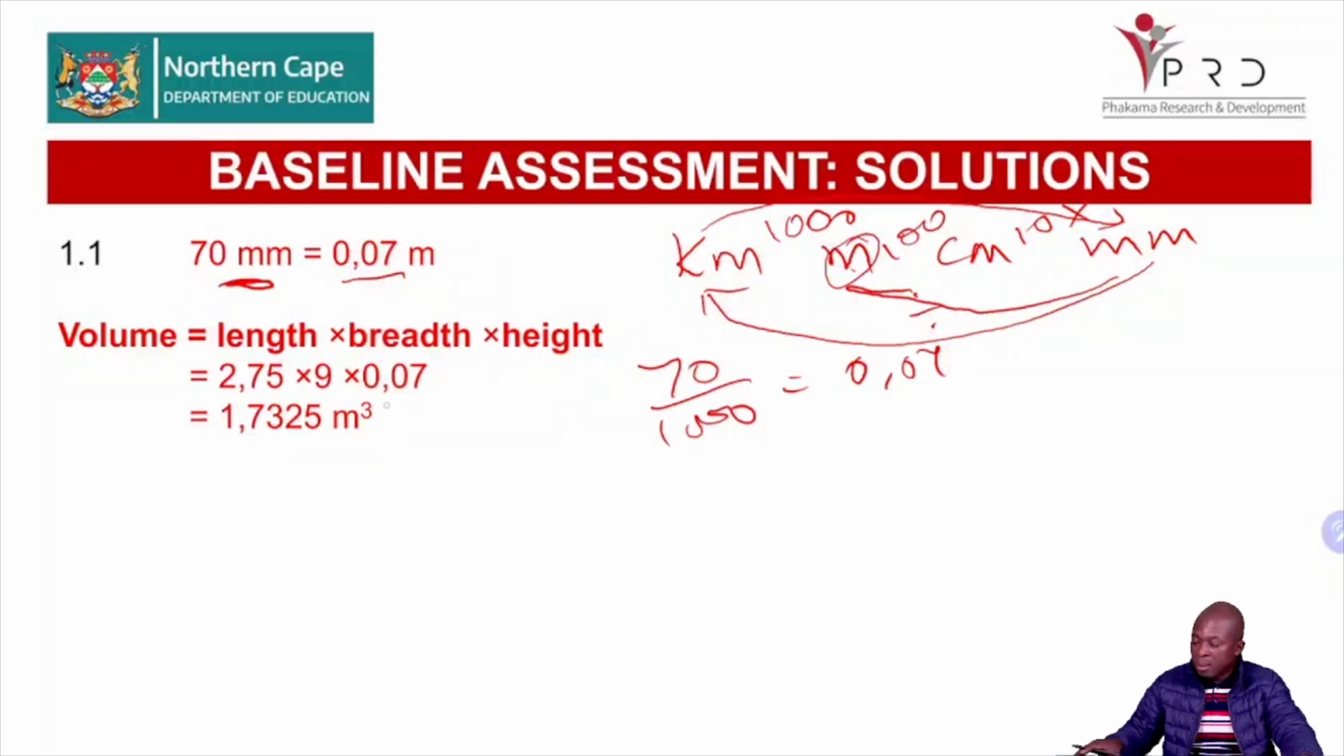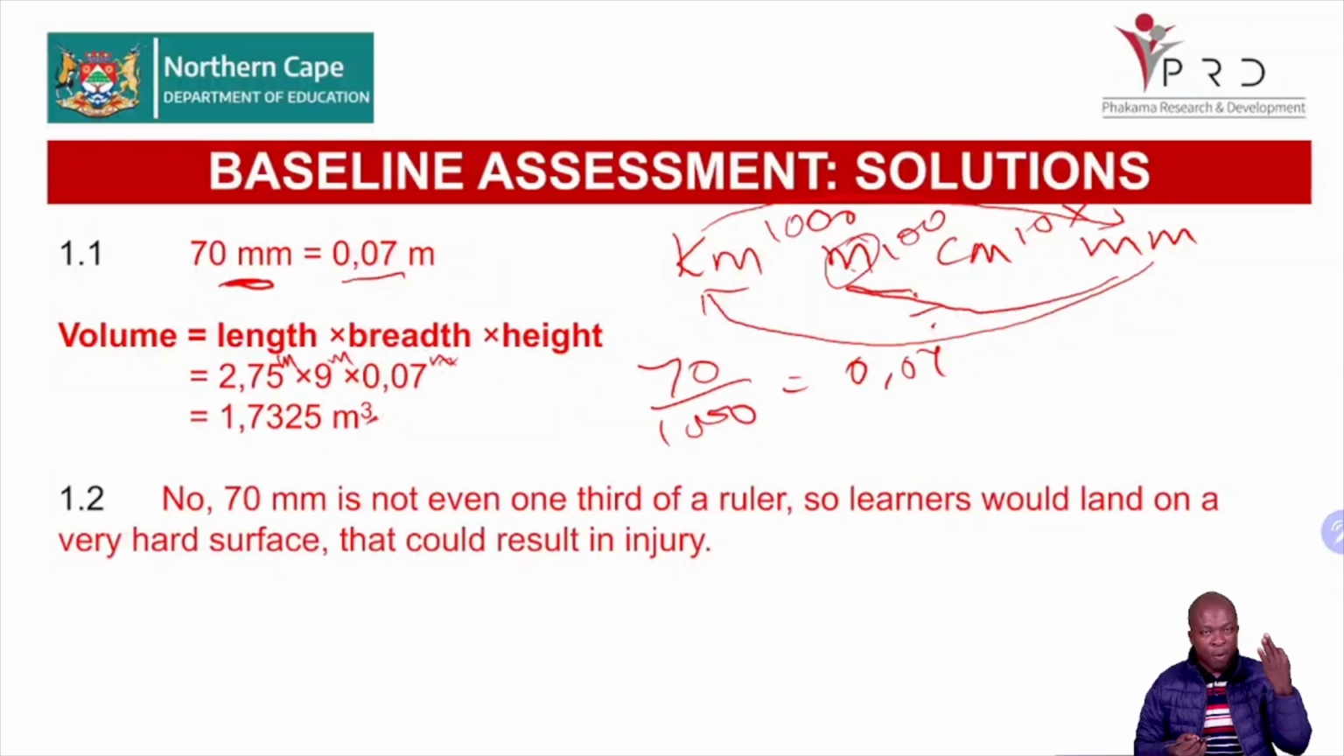When we press together with me, we're going to have 2.75 times 9 times 0.07, and you're going to get the answer as 1.7325 meters cubed. It is meters cubed because each of the values has meters, each one meters. So 3 of them is meters to the power 3. That's why we're having cubed. And again, when we are dealing with volume, please remember that the unit is always to the power of 3.